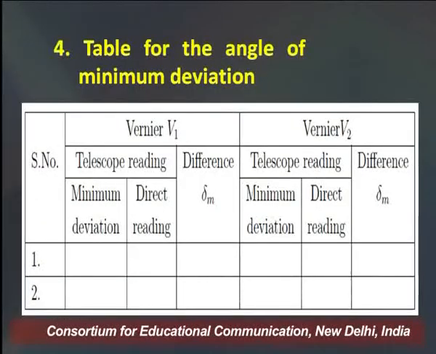Next, the table for the angle of minimum deviation. Similarly we will get the telescope reading, the minimum deviation for the vernier scale V1, and then the direct reading. Then we take the difference of these readings, which gives theta, defined by del m, that is the difference. Similarly for the vernier scale V2, minimum deviation and direct reading, then we can calculate the difference del m.